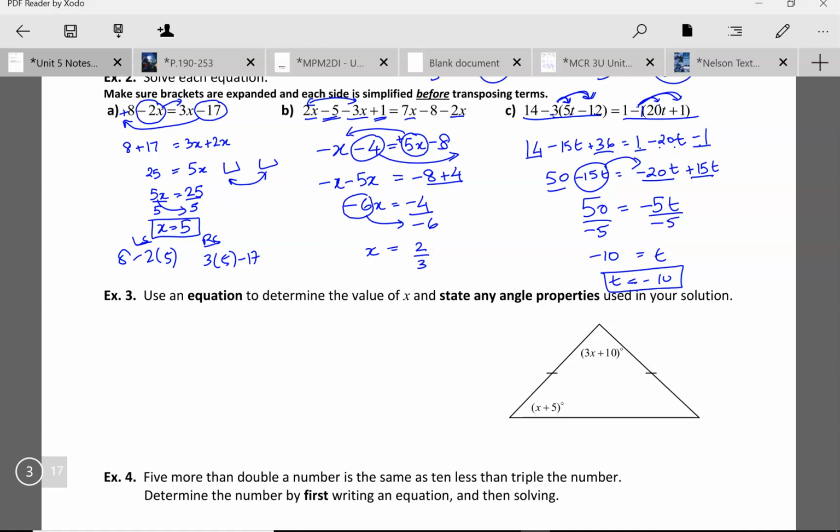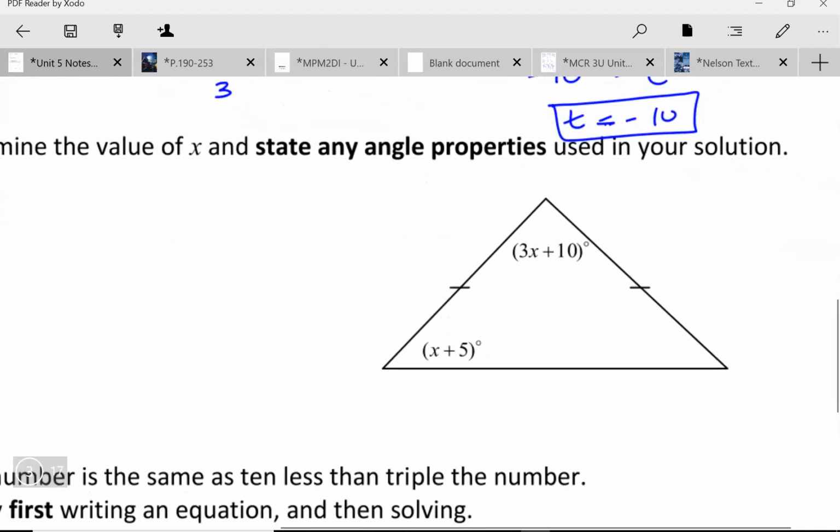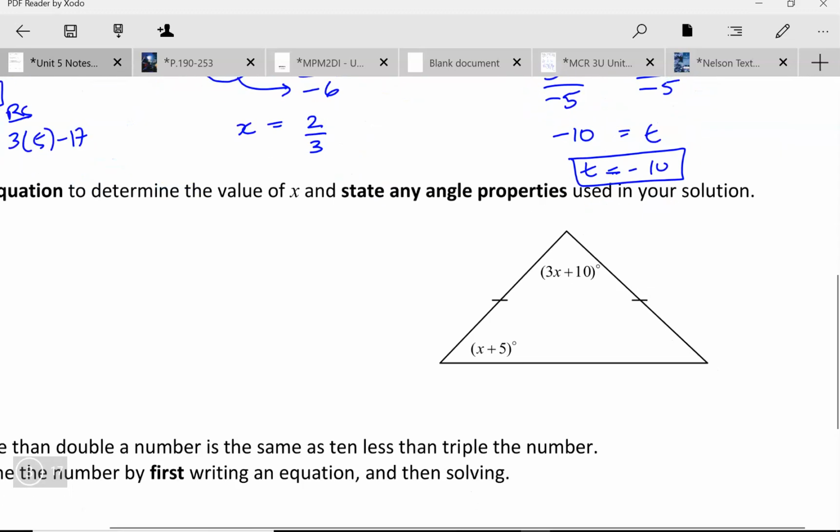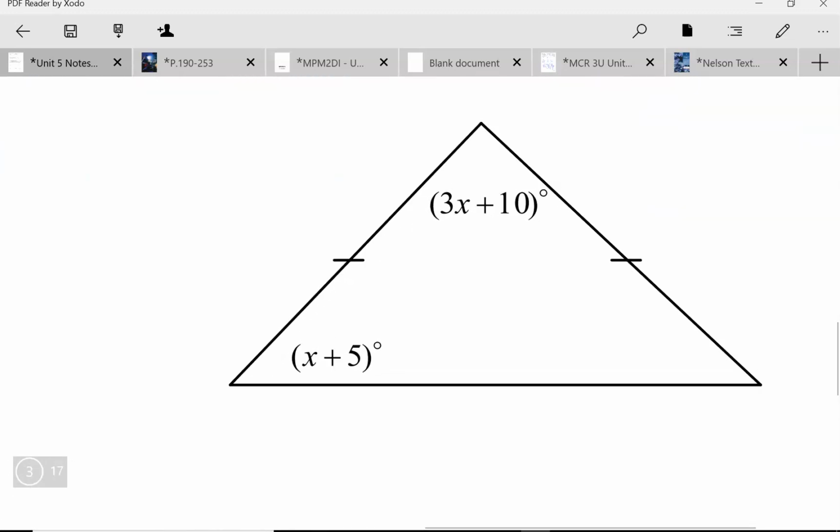Use an equation to determine the value of x. Now this is hard, simply because it's kind of difficult to do this unless you know. Again, here we know that this x plus 5 is referring to the angle because of the units of degrees that are on both of these things. So they're not side lengths or anything like that. This is the angle which has a measure of x plus 5. This is the angle that has a measure of 3x plus 10.